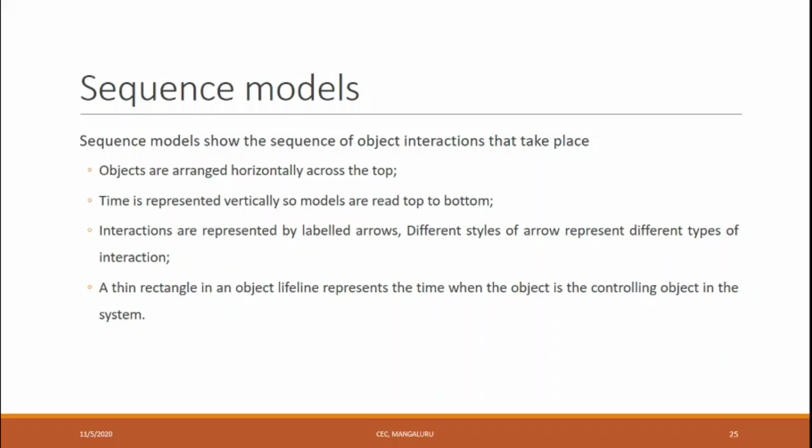Once again, a brief description of the sequence model. Objects are arranged horizontally at the top, in the rectangular boxes we have designed, and time is represented vertically. Interactions are represented by labeled arrows, and different styles of arrows are used for different interactions. A thin rectangle in an object represents the lifeline, when the object is controlling objects in the system.